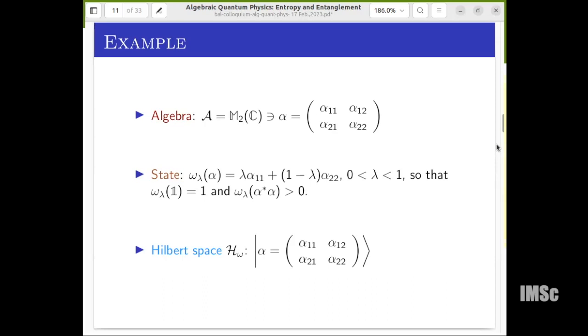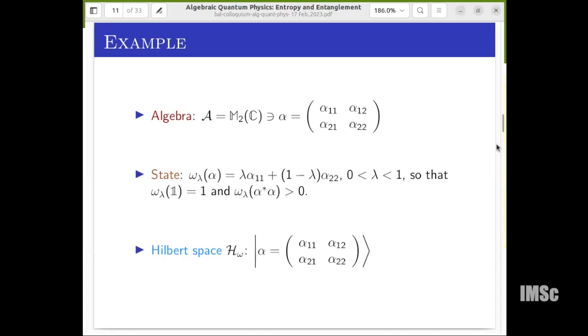So I just want to look at one example, 2 by 2 matrices. Let me take 2 by 2 matrices. My observables are acting on a 2-dimensional vector space, and the observables are given by 2 by 2 matrices. And the star operation is Hermitian conjugation, the standard Hermitian conjugation.